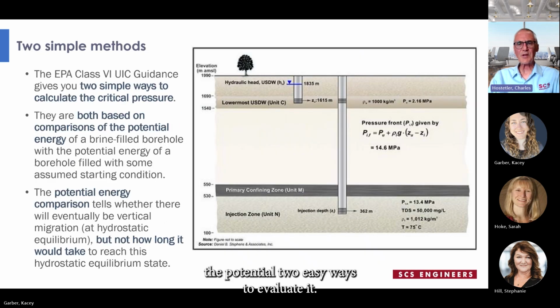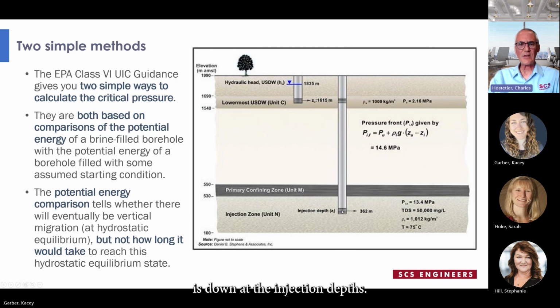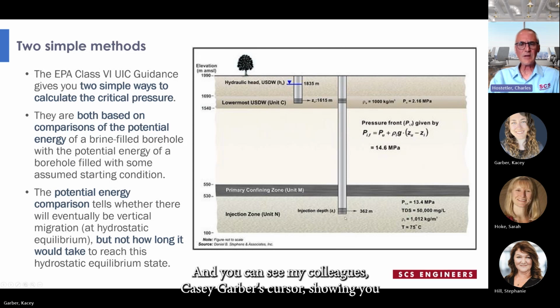This shows the potential two easy ways to evaluate it. It's based on superposition of states. So what we're looking at is a first state where a slug of brine is down at the injection depth. And you can see my colleague Casey Garber's cursor showing you that first state where the slug of brine is deep in the injection zone. And then the second state is when the slug of brine has migrated up to the underground source of drinking water. And that's where that slug is up there. And what we do is we subtract the potential energy of the second state from the first state, and that gives us the pressure front.